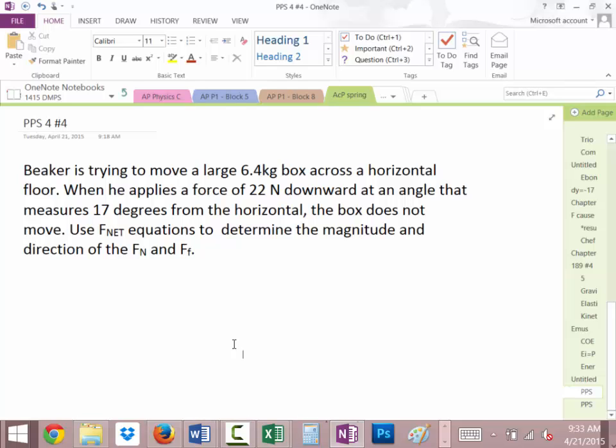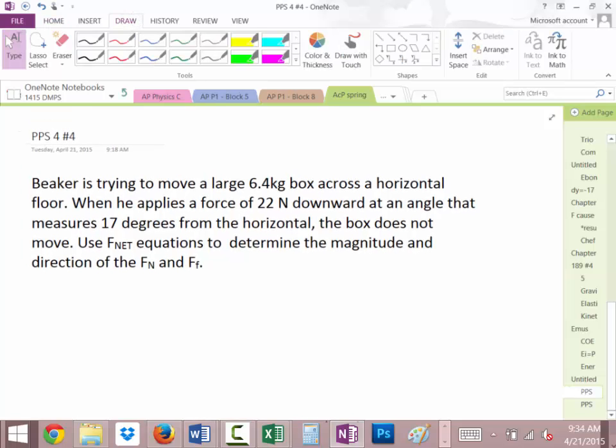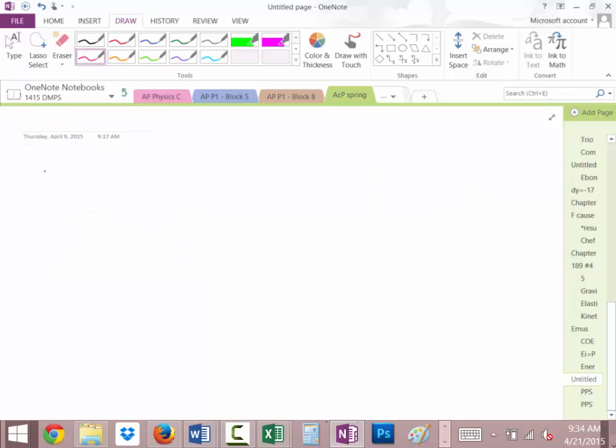Beaker is trying to move a large box across a horizontal floor. He applies a force of 22 newtons down at an angle of 17 degrees from the horizontal. The box does not move. Use F-net equations to determine the magnitude and direction of Fn and Ff. Let's get our head around this. I think we probably made a list before, but I want to make a list again of kind of what to do, how to solve these problems.